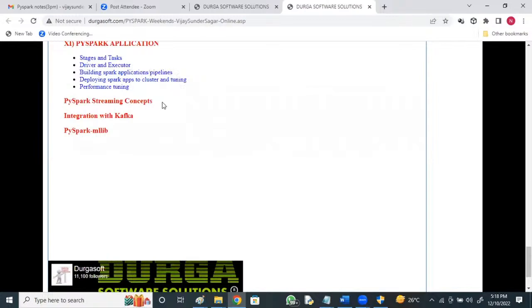and deploying PySpark applications, stages and tasks, drivers and executors, building the Spark applications pipeline, deploying Spark applications to a cluster, performance tuning, and PySpark streaming concepts, integration with Kafka, and the PySpark machine learning library. Everything will be discussed.